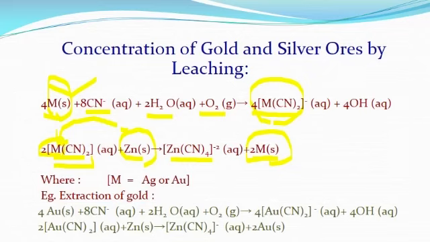This whole process we can explain in one more way using different examples. For example, gold. The same example can be explained using gold and silver. Gold, sodium cyanide, water and oxygen first form a complex, and the complex reacts with zinc, undergoing a displacement reaction to form another complex, and finally we will get pure gold. Silver can also be purified in the same way.